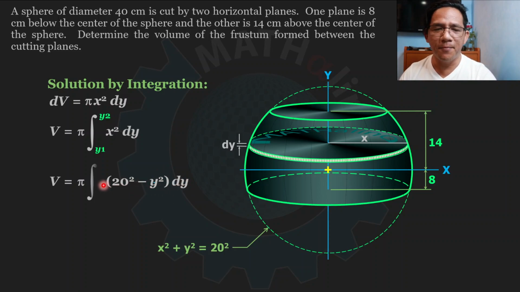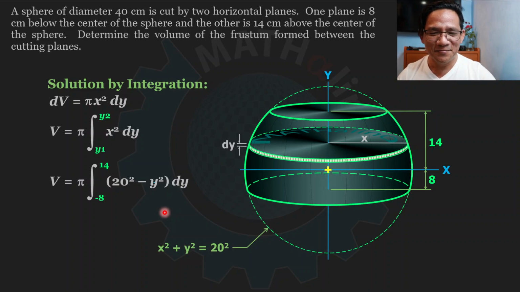Then sum up. Limits: what is the value of y at the bottom? Take note that we are in the xy plane. So the value of y at the bottom is not 8, it is negative 8, because we are below the origin. To the top, the value of y is 14. Integrate using your calculator.